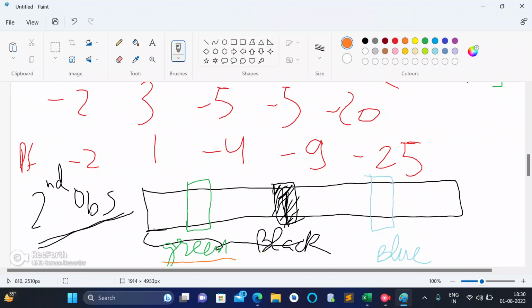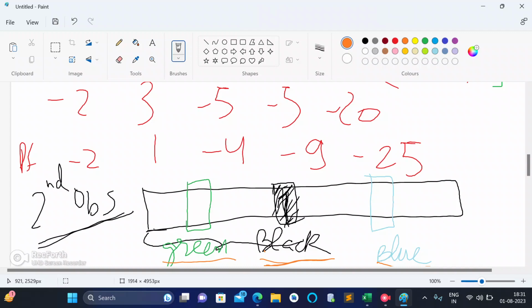So what I am saying is, this green value is smaller than this black value, and this blue value is also smaller than this black value. Again I am repeating, this green value is smaller than the black value, and this blue value is also smaller than the black value.